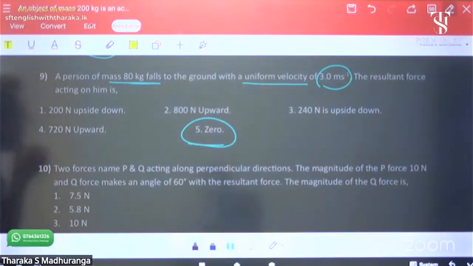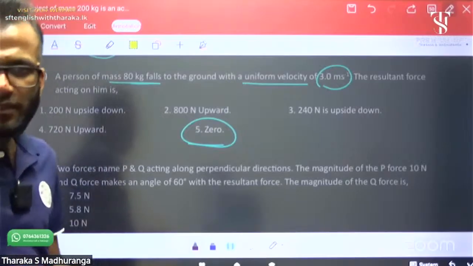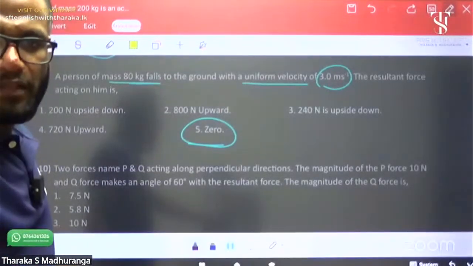Okay, raise your hand if you got this question correct. I think this is a good, easy question. Okay, only 3. Only 4 students. Others?